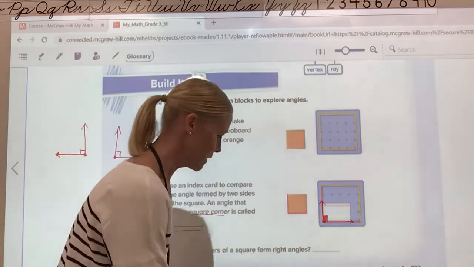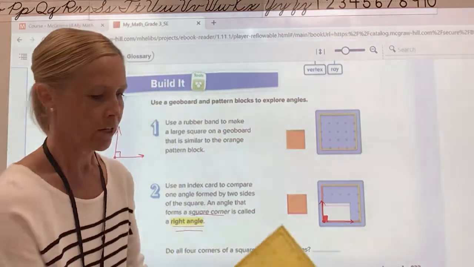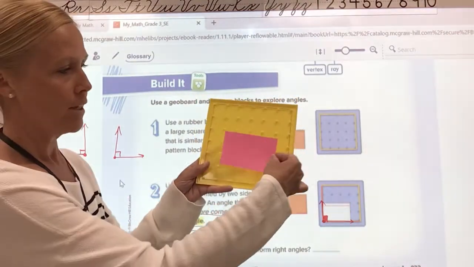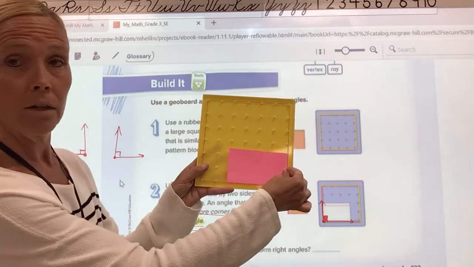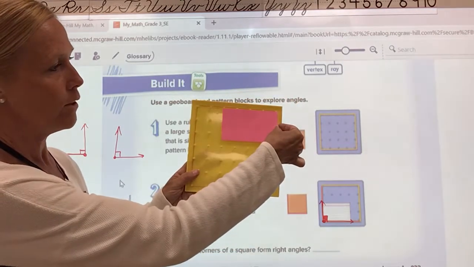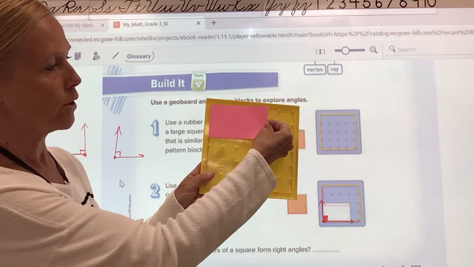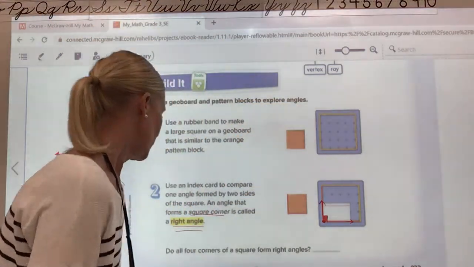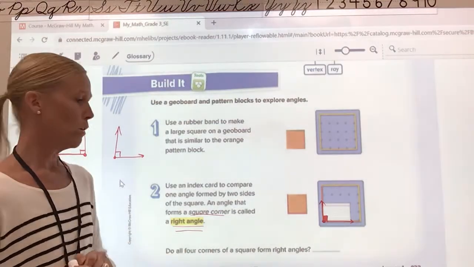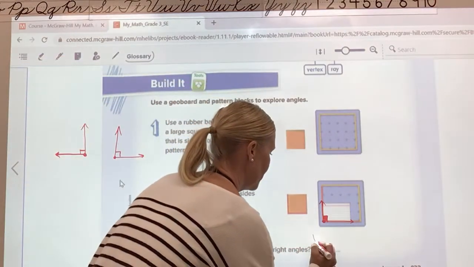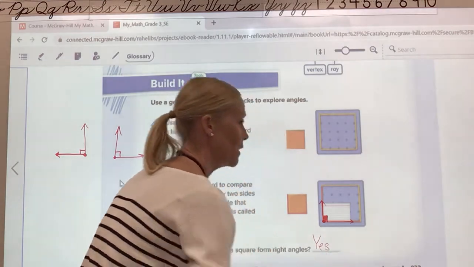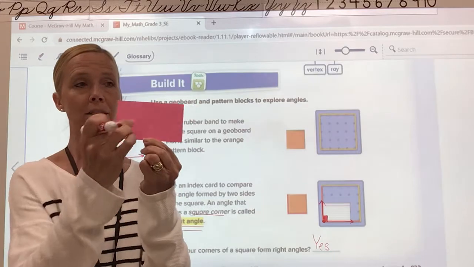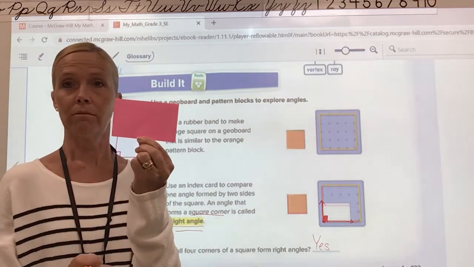Yes, it does. Because look, I can put my index card here, and it lines up along both edges. I can put it over here in this corner. I can put it up here in this corner. And I can put it over here in this corner. And they all line up perfectly. So, do all four corners of a square form right angles? Yes, they do. And so does my index card, which is actually a rectangle. It has 4 right angles to it.